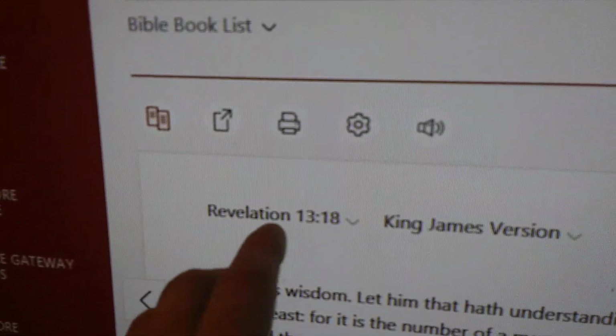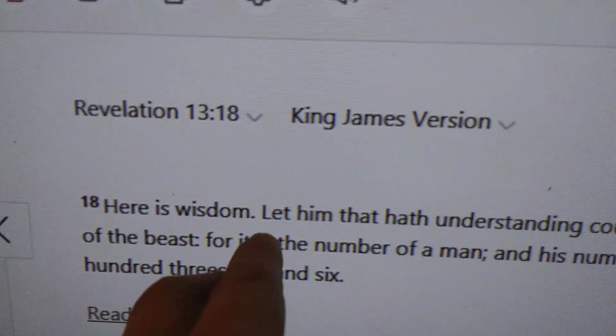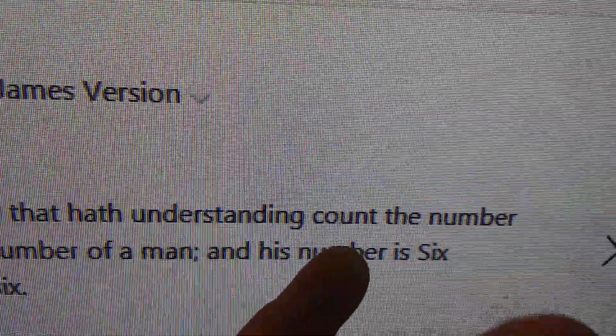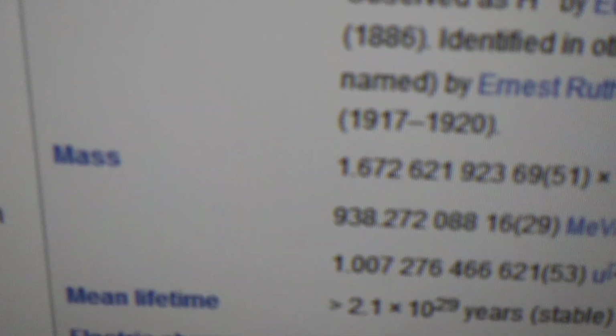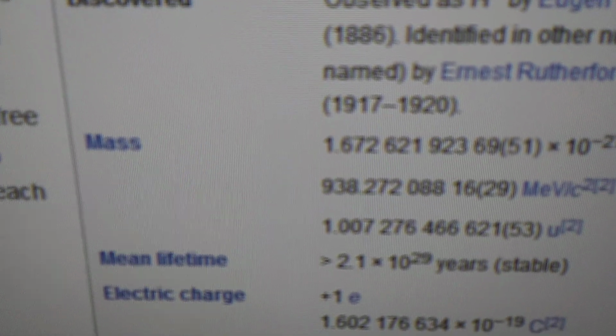All right, now, unlucky 13. 18, again, 666. Here's the wisdom. Let him that hath understanding count the number of the beast, for it is the number of man, and his number is 666. Okay, carbon. Protons and neutrons have a mass of 1.672, or 1.67. Now the 6 and the 7 is significant.